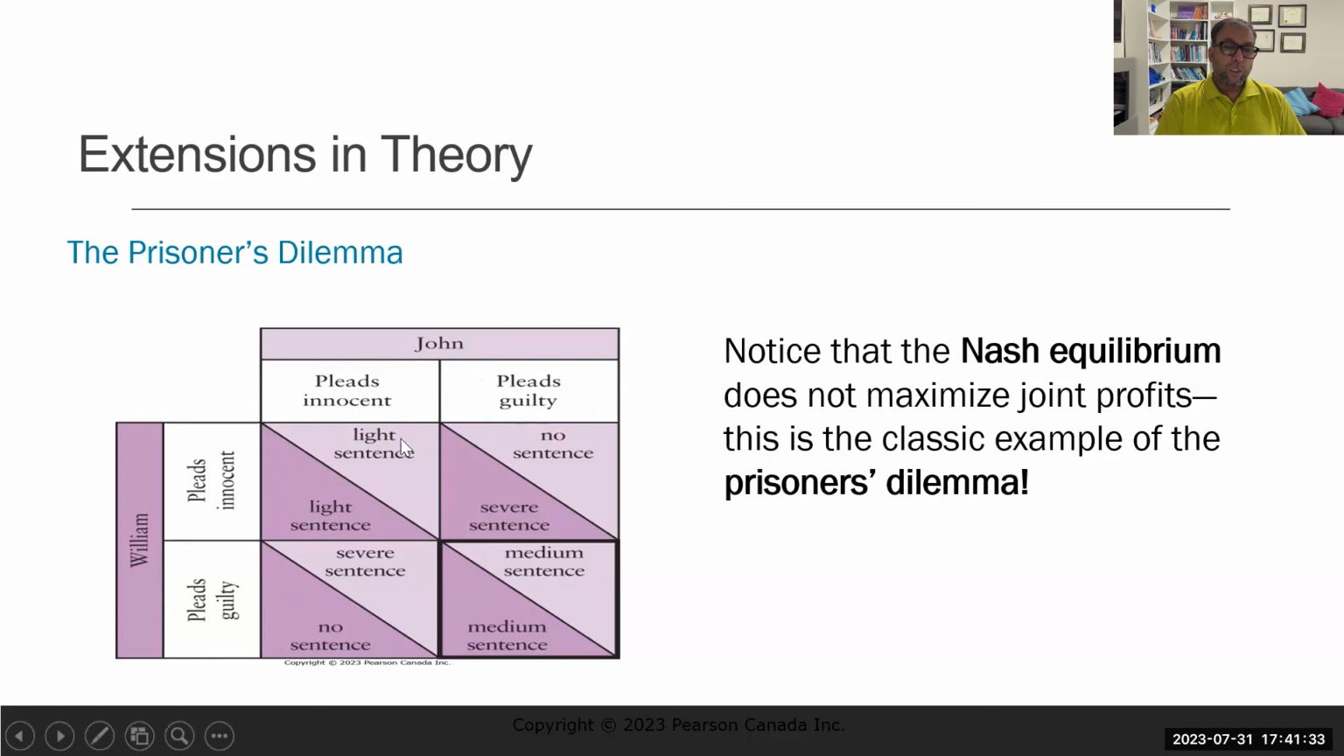Now, in that scenario, you see that if both plead innocent, both will get a light sentence or imprisonment. But if one pleads guilty and the other one pleads innocent, what is going to happen? The one who is denying, or pleading innocent, is going to get a severe punishment. The other is going to get no sentence. And the same is the case with the reverse position. And when they both plead guilty, or they both confess, they're going to get a medium sentence.